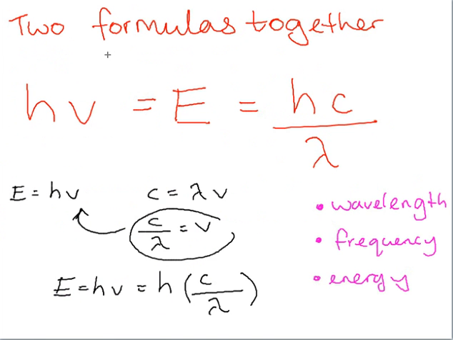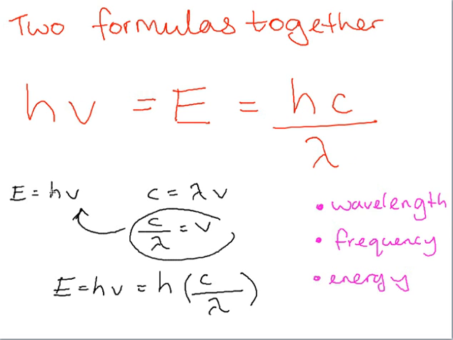So there are two formulas that we can put together. Remember the one that we just talked about, how energy is proportional to frequency using the constant. And remember, in the first place, we talked about how the speed of light is lambda times the frequency. So we got this equation by putting them together. I'll show you how, algebraically.